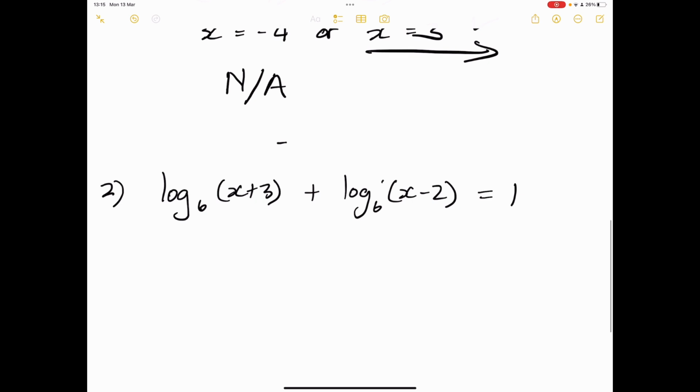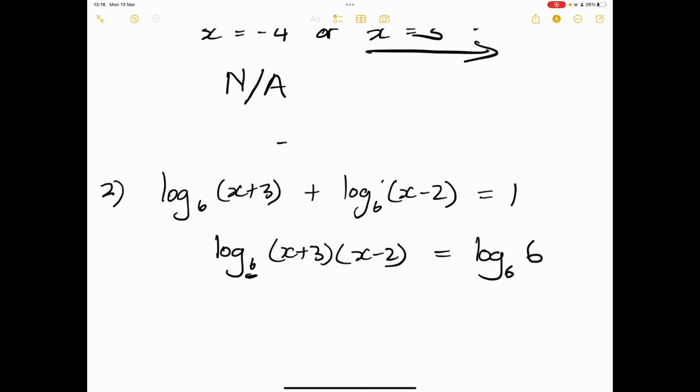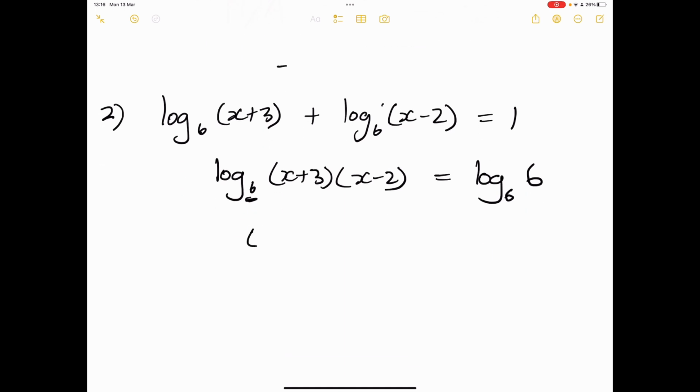In this case, again, we can do the same thing. Using our first rule, log of (x plus 3) times (x minus 2) is equal to log, and note our base is 6, so I'm going to change the 1 to log base 6 of 6. So we can drop the logs because we've got similar bases on either side. That means (x plus 3)(x minus 2) will be equal to 6.